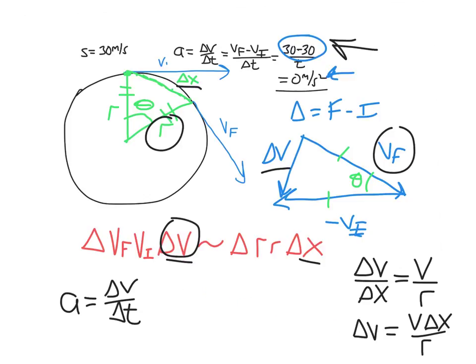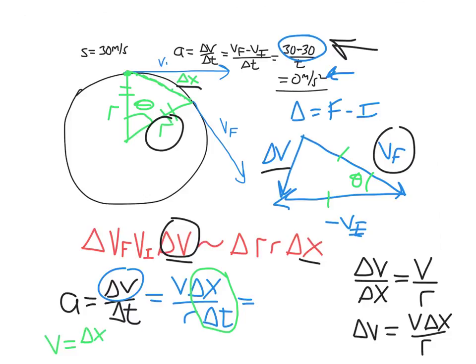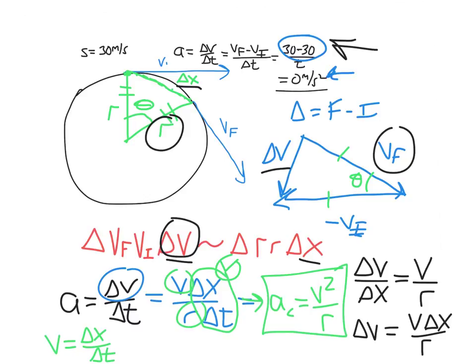That leaves us with v delta x over r as our delta v, and we have a delta t. We want to clean this up a little bit. We have this delta x over delta t piece, and what is delta x over delta t? Remember, that's the definition of velocity. Velocity is delta x over delta t. So that's another v. What we get from all this is that the acceleration when you're going around a circle is v times v over r, or v squared over r. And that's what we're going to use to solve for the acceleration in these problems.